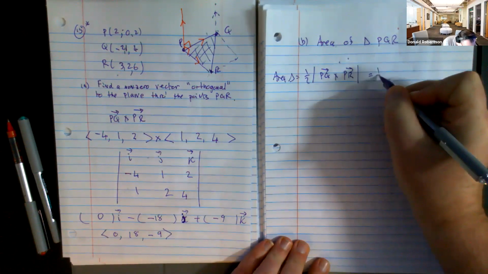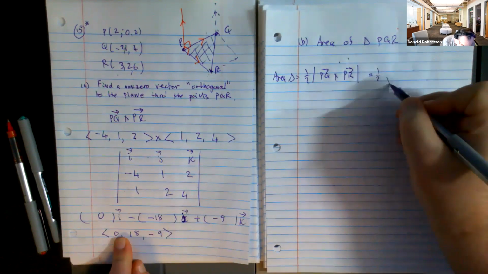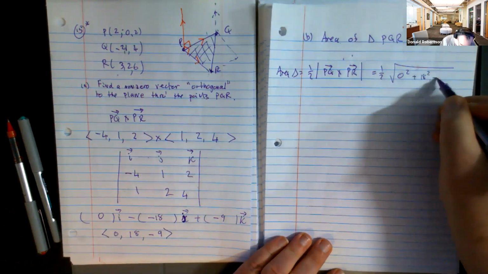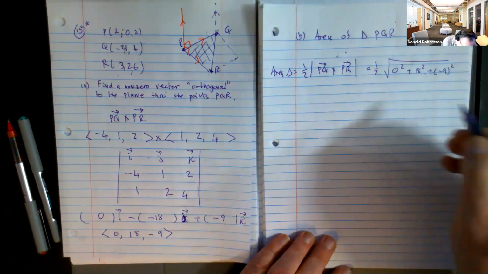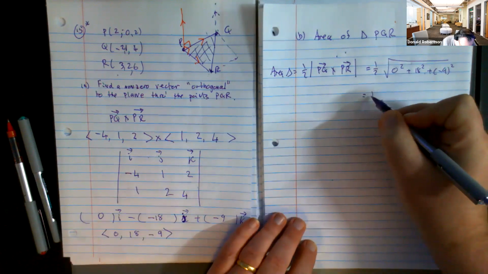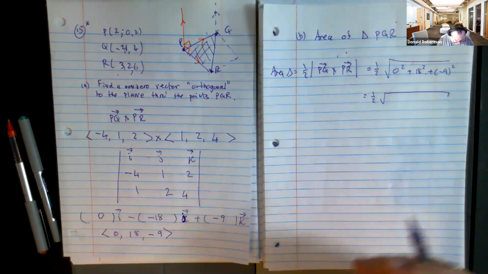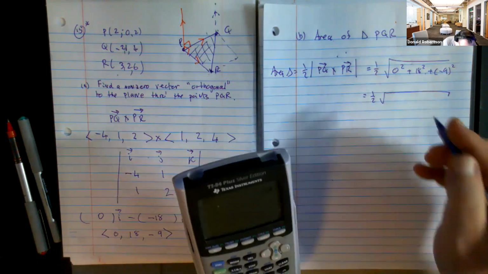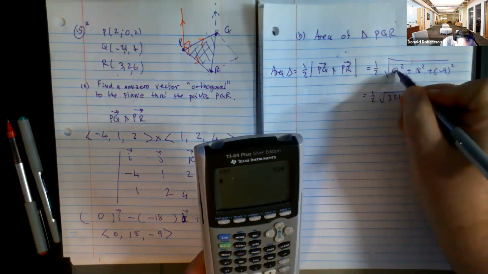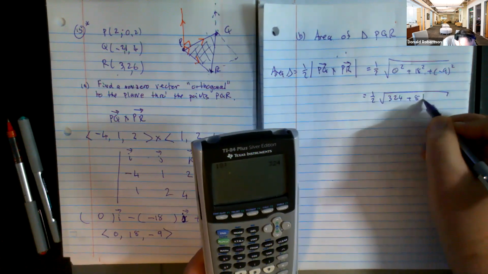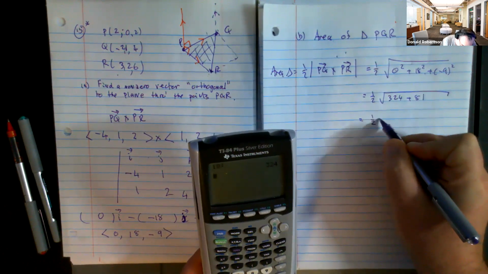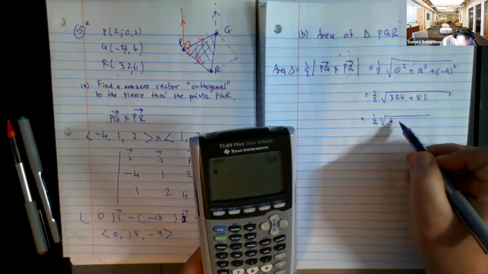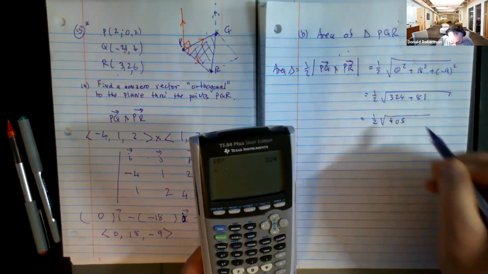So I'm going to get a half of the magnitude of this fella, which is 0 squared, add 18 squared, add that guy squared. This is not going to be pretty. 18 squared is 324 because that's nothing. Add another 81 and I'm going to get, looks like, 405.